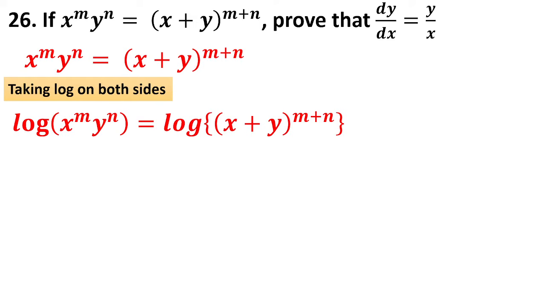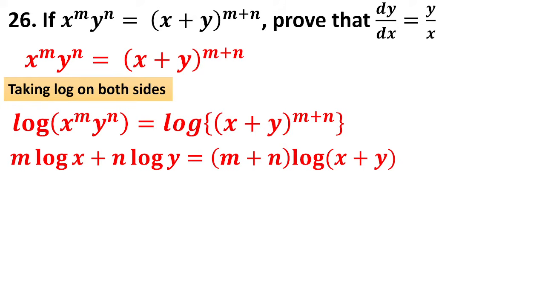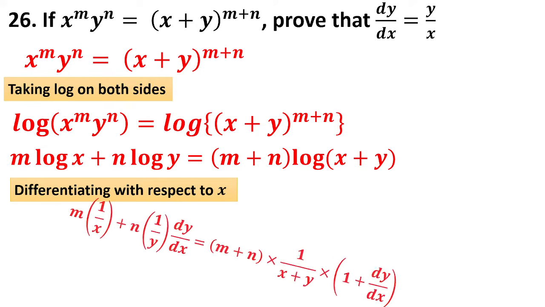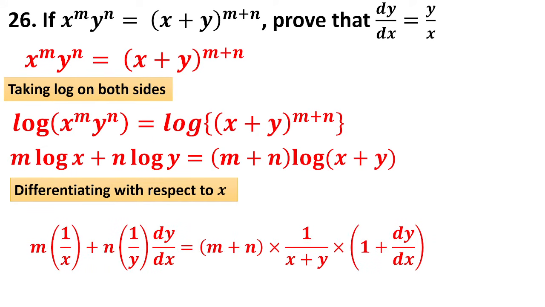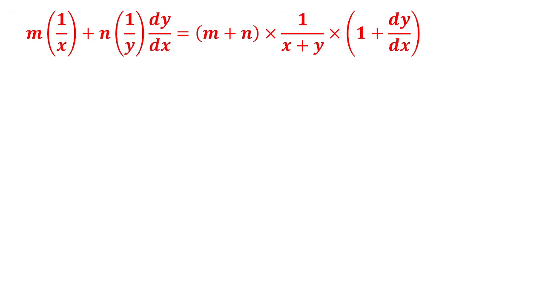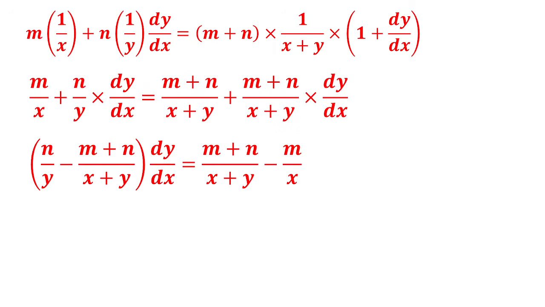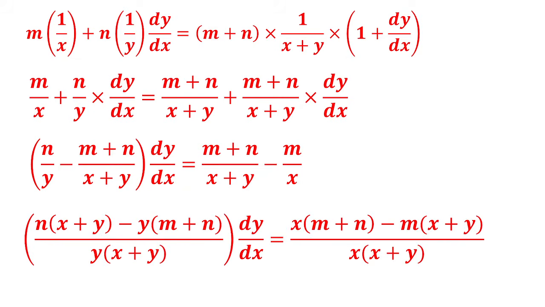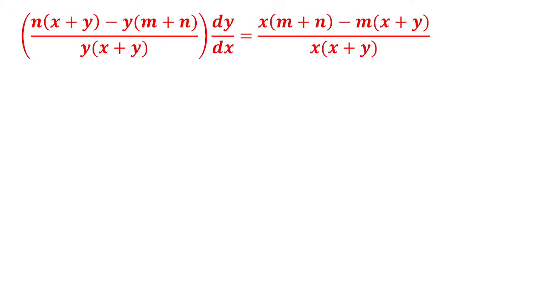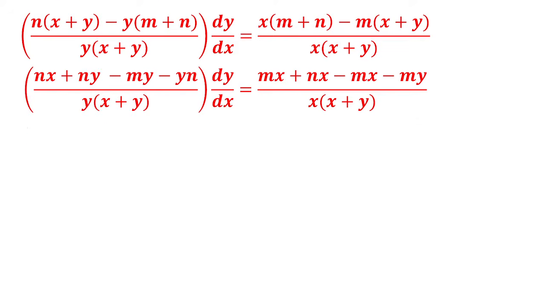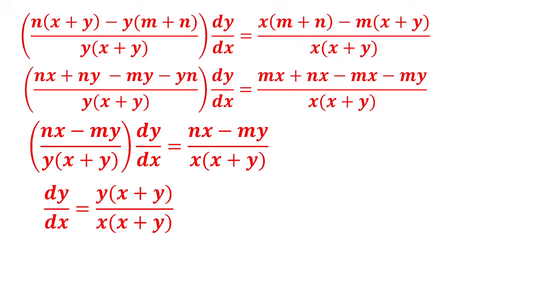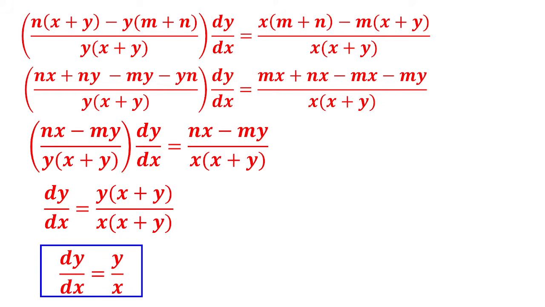Right hand side, log of base to the power. Then it will become m log x plus n log y, that is m plus n into log of x plus y. Simply do the differentiation now. After the normal differentiation, you have to collect dy by dx to one side. I am collecting dy by dx to one side. I am pushing that to the right hand side by taking LCM and all. Normal simplifications only. Then if you go on in the process of simplification, you are getting dy by dx is equal to y into x plus y by x into x plus y. x plus y getting cancelled. You are getting dy by dx is equal to y by x. But if you do this problem by taking log, this problem will be a simple one.